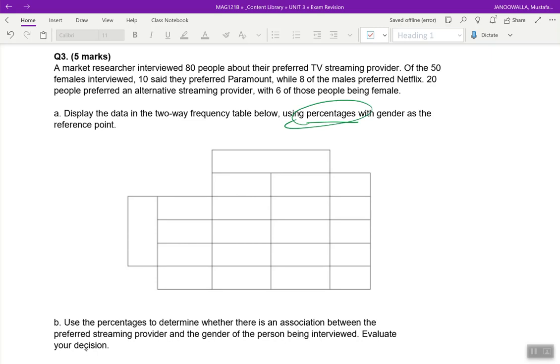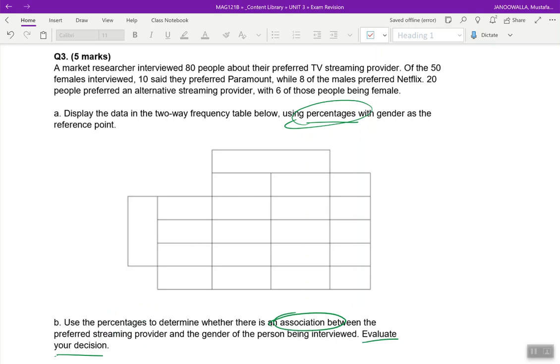And then it says part B, let's read it so we can have a bit of a plan. Use the percentages that we did to determine whether there's an association, so there's a relationship, between TV streaming provider and gender. And there's another question also for us to evaluate our decision. So there's a two-parter in that. First, we're going to determine whether there's an association, and then we'll evaluate.